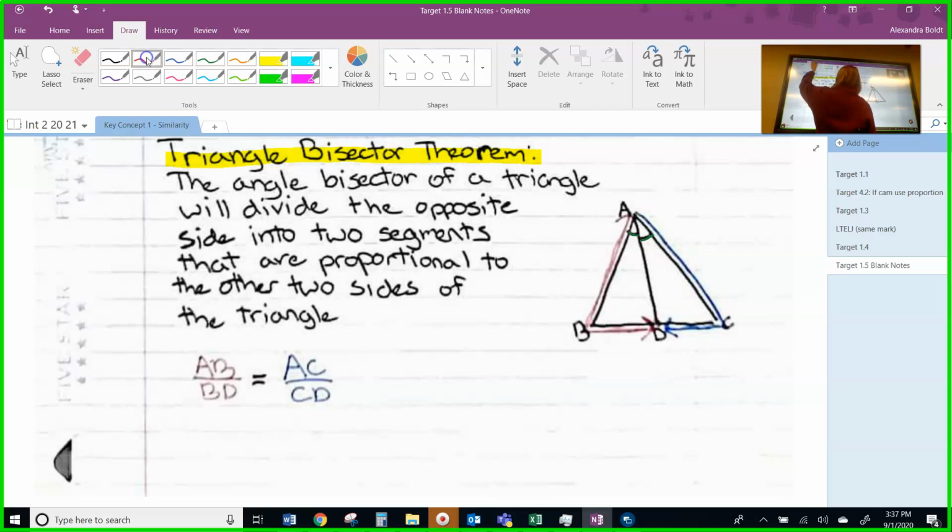So again, I always start where the angle is. So I'm going to start up here, and I travel this way and stop at that point. And again, it's A to B, and then B to D. And then same thing, I'm going to start up at that point, travel this way, and that's A to C over C to D. Okay, so again, using that angle bisector theorem, it's just another fun way we have to set up these proportions before we solve. So let's look at two examples.